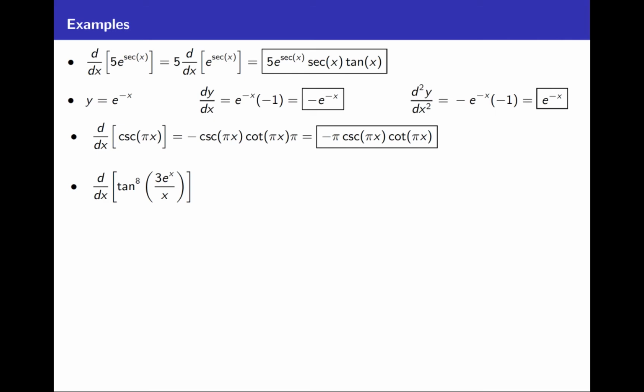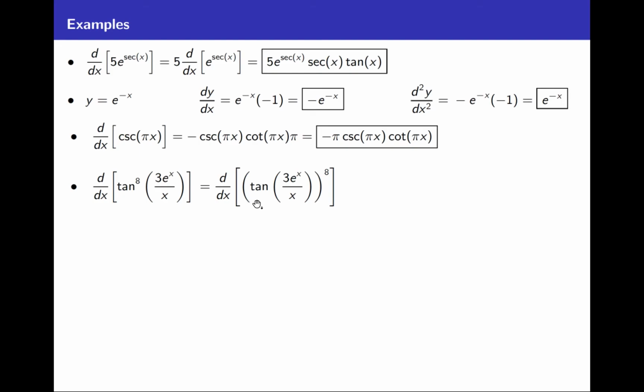Here's one. The derivative of tangent of 3e to the x over x, the whole thing to the power of 8. Let's analyze what's going on here. This is the derivative of a function, tangent of 3e to the x over x, raised to the power of 8. So for this, we could use the chain rule or the generalized power rule. Either way, we should get the same answer.